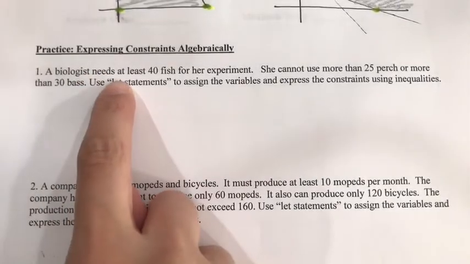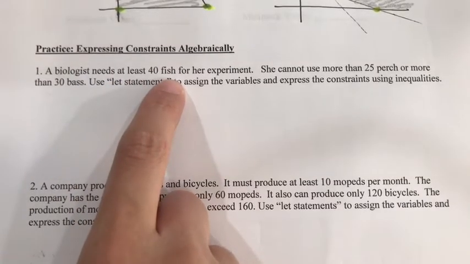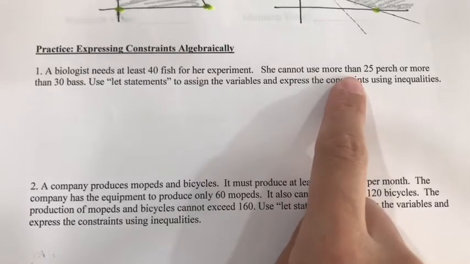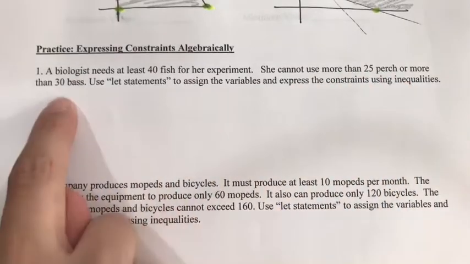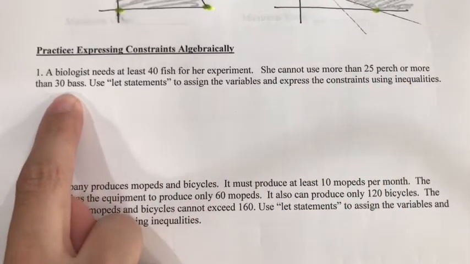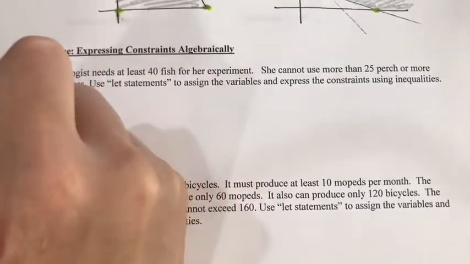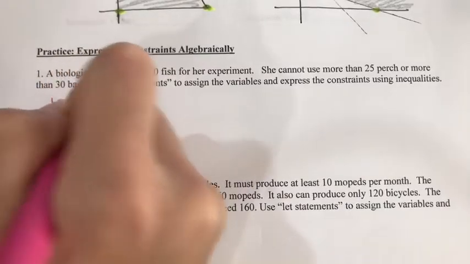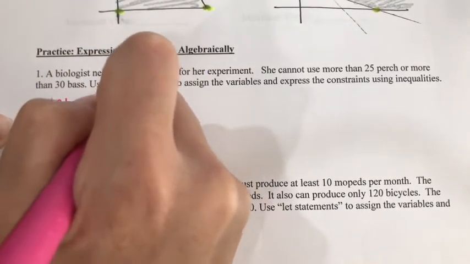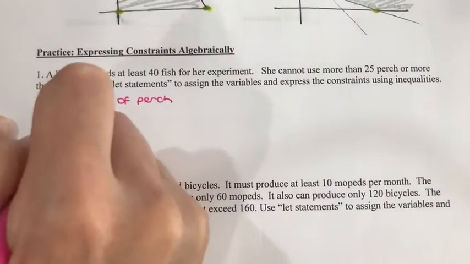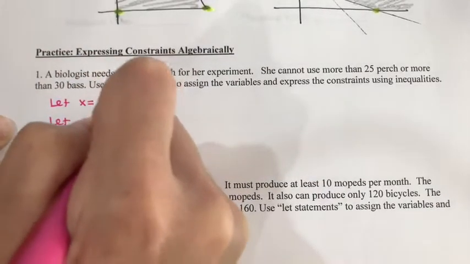So a biologist needs at least 40 fish for her experiment. She cannot use more than 25 perch or more than 30 bass. So we have 2 different types of fish. So we're going to let x equal the number of perch and let y equal the number of bass.